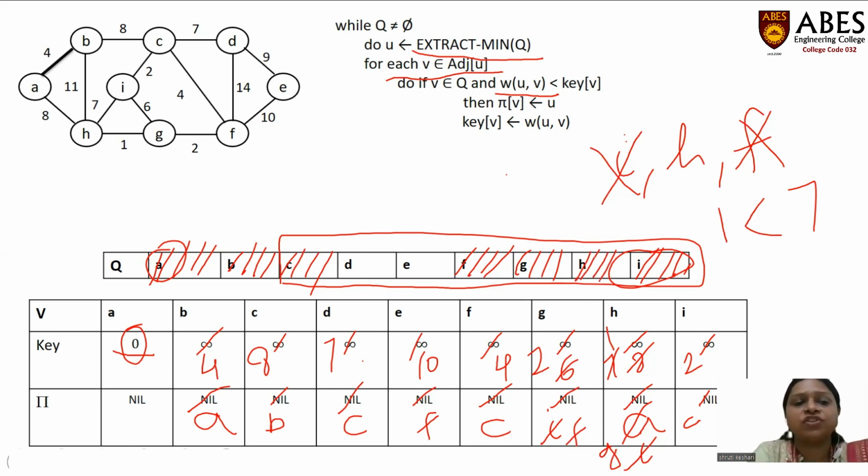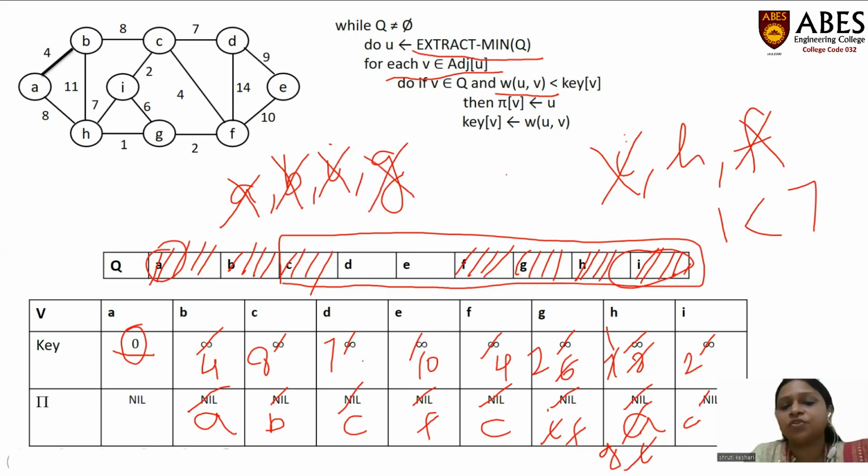The adjacent of H is A, B, I, and G. A is not part of your capital Q, B is not part of your capital Q, I is not part of your capital Q, G is not part of your capital Q. So it will not change any value. Now we'll consider D and E. D is containing the weight 7 and E is containing the weight 10. So the minimum value is D.